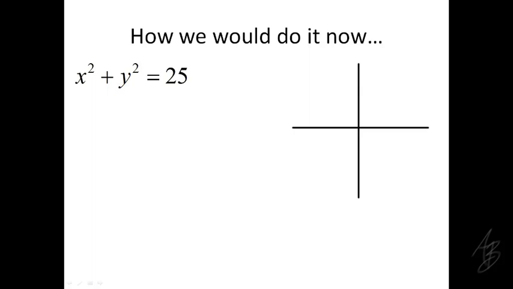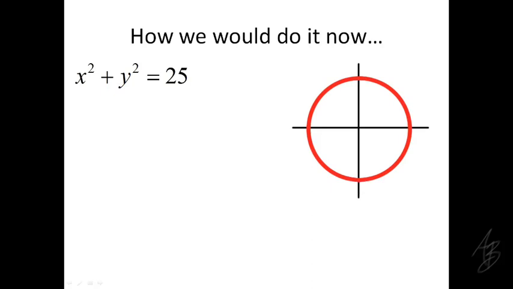and would look something like, well, not that, and would look something like this, where the x-intercepts are at -5 and +5, and the y-intercepts are at +5 and -5.